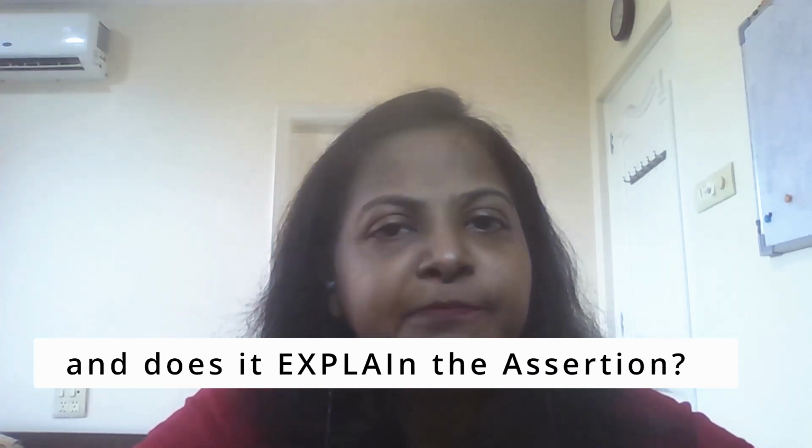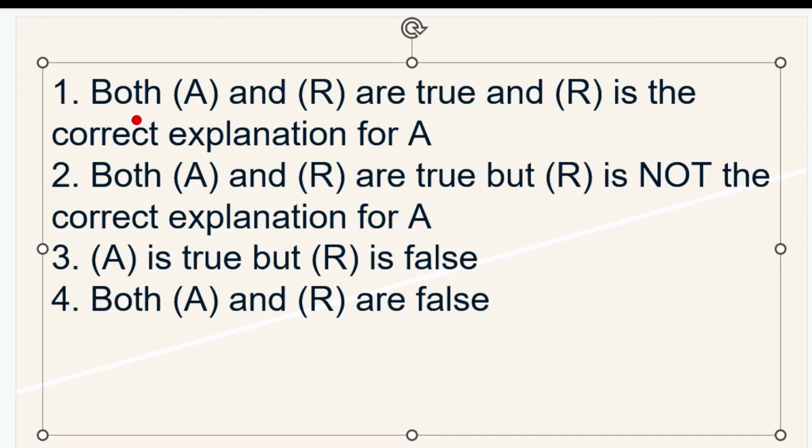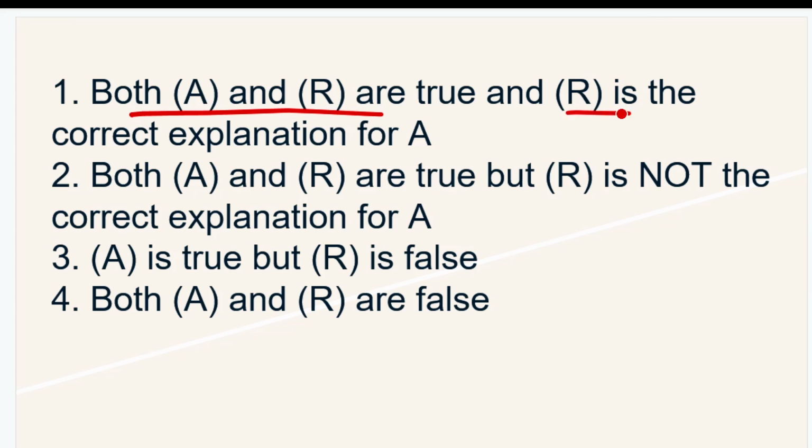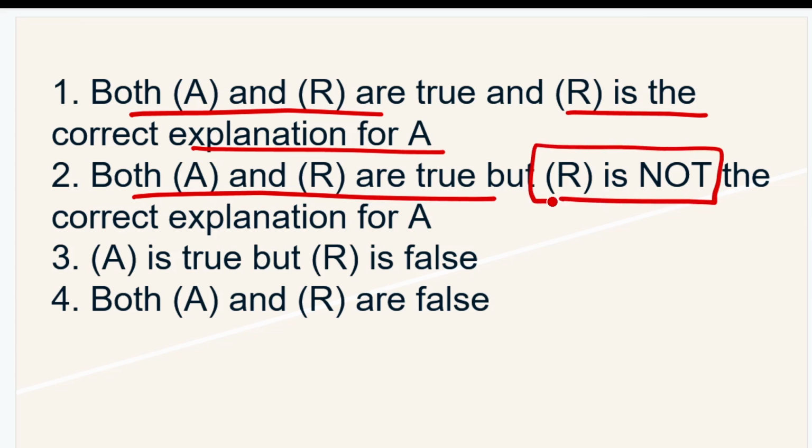So let me show you the steps for solving an A&R question. Now I will start with a caveat, which means it's a caution sign. And the caution sign is that the answers have always been this way. So before you attempt the next set of questions, do check out the answer options first. So generally, option 1 is both A and R are true and R is the correct explanation for A. Option 2 is both A and R are true but R is not the correct explanation for A. Option 3 is A is true but R is false. And option 4 is both A and R are false.